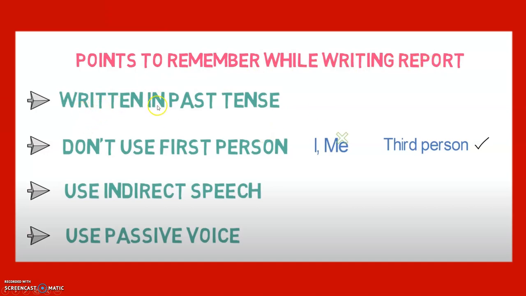First thing is it has to be written in past tense. Always remember, you are reporting, which means it is past tense. The event or the incident has already taken place. Don't use first person. First person is what? I, me. Use the third person.